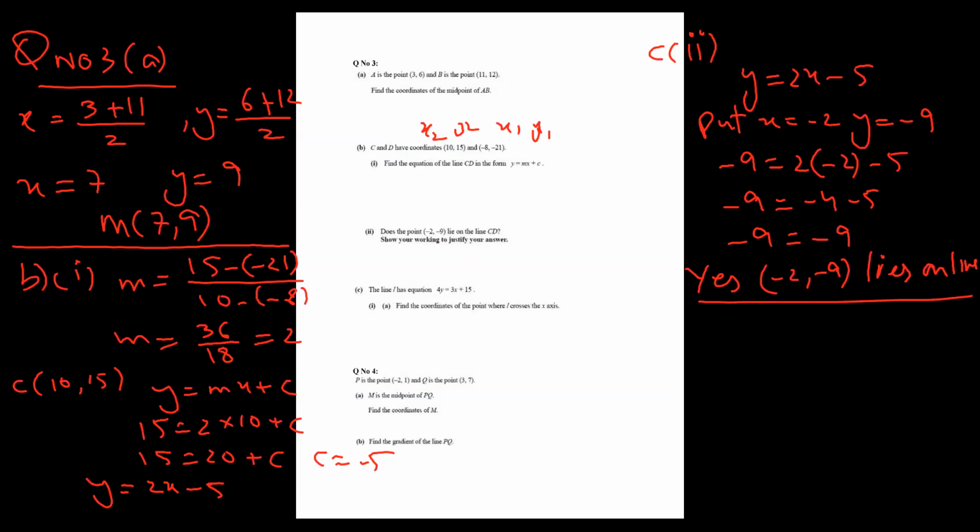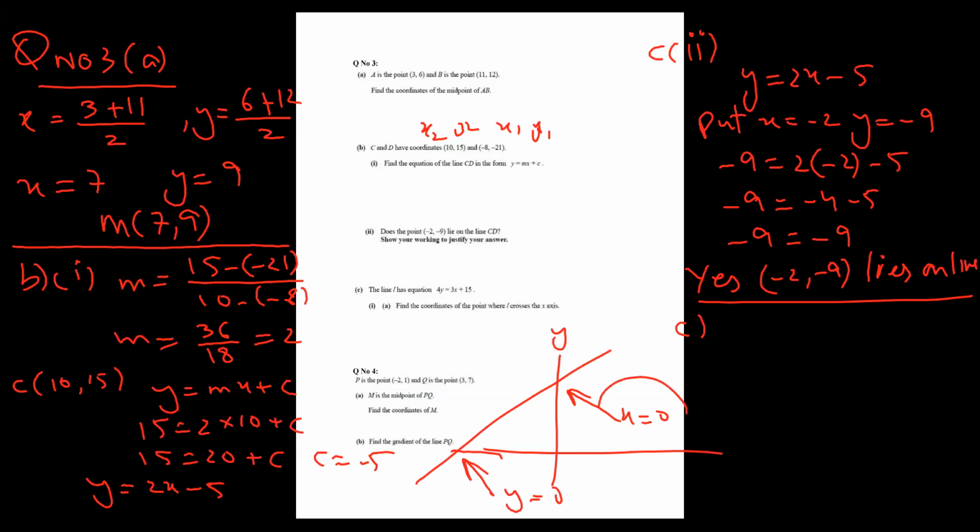So let's talk about the next point. The C part we have. He said that this line equation is given, so find the coordinate where the line cuts the x-axis. You know, for example, this line cutting the x-axis here, y is 0, and cutting the y-axis here, x is 0. So make sure: y-axis, x is 0, and x-axis, y is 0.